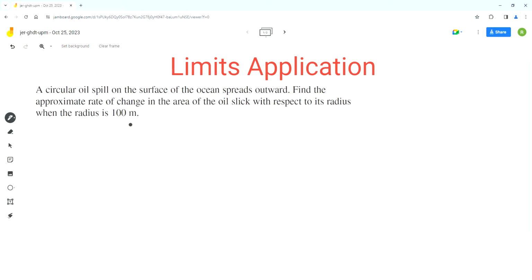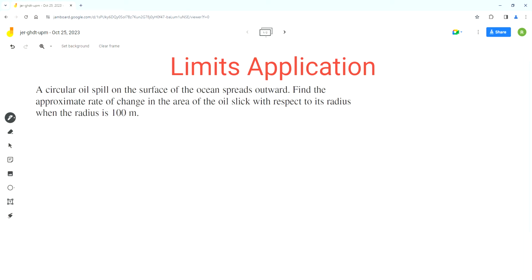Now the tricky thing about this problem is that we are not given an equation or a function that we can use to calculate the rate of change in the area of the oil slick. So the first step here is to come up with an equation that we can use to calculate the rate of change. As per the problem, the oil spill is circular, so that means we can use the area formula as the function for this problem.